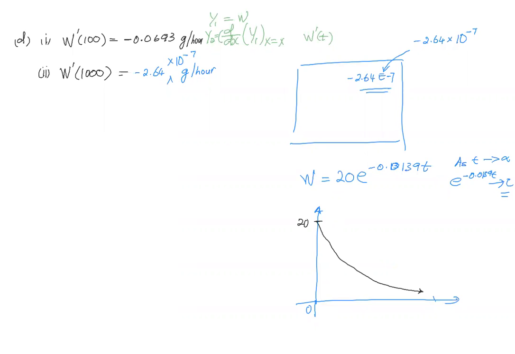So that's why, when I say the rate of change after 1,000 hours, how can it be steeper than the rate of change at 100 hours? How can the gradient be steeper? How can the graph be steeper? You see or not? Hello?